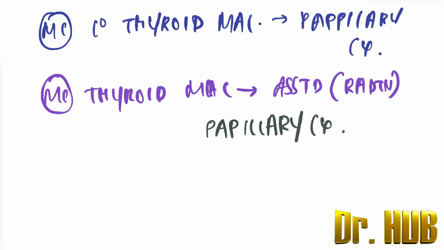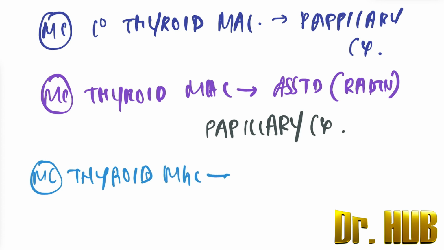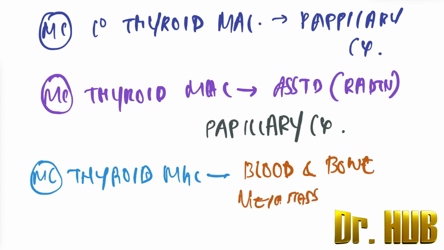Next is the most common thyroid malignancy in terms of association with the blood and the bone metastasis. This will be the follicular carcinoma. It is follicular carcinoma.